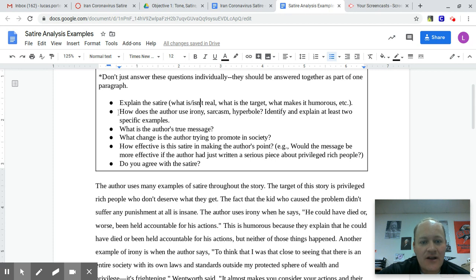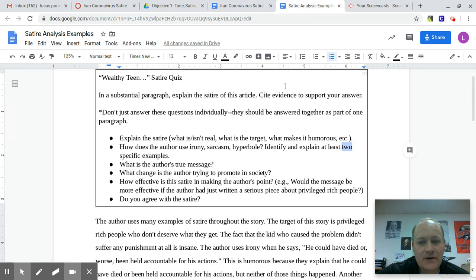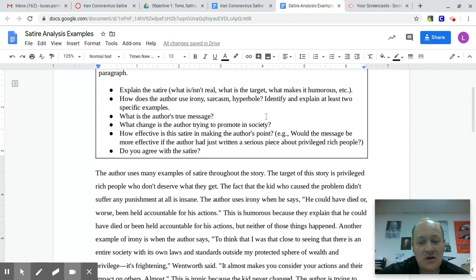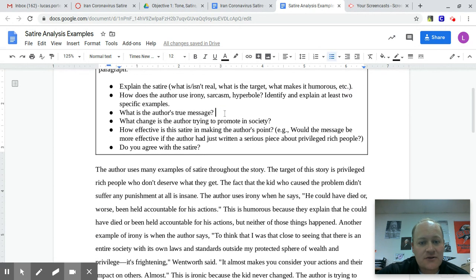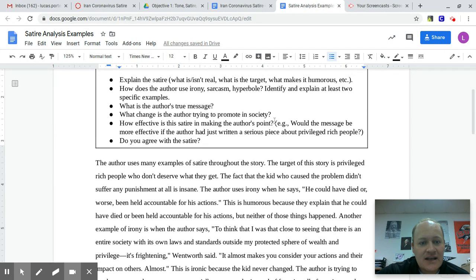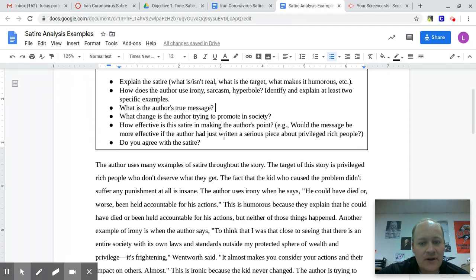So it says, how does the author use irony, sarcasm, hyperbole? Identify and explain at least two specific examples. And since you need to, according to this, cite evidence, that might be a good place to do it, guys. What is the author's true message? What change is the author trying to promote in society? How effective is the satire in making the author's point? So would the message be more effective if the author had just written a serious piece about privileged rich people? Could they have just written, here's how people get away with stuff? How is it effective to do this in a humorous way?